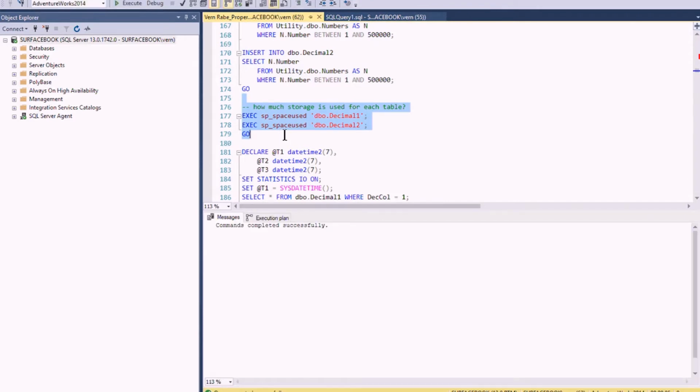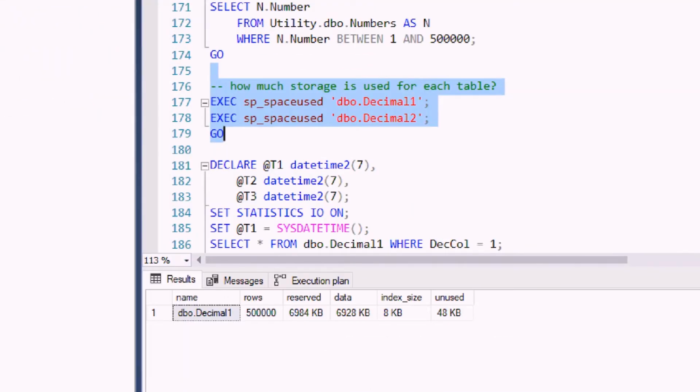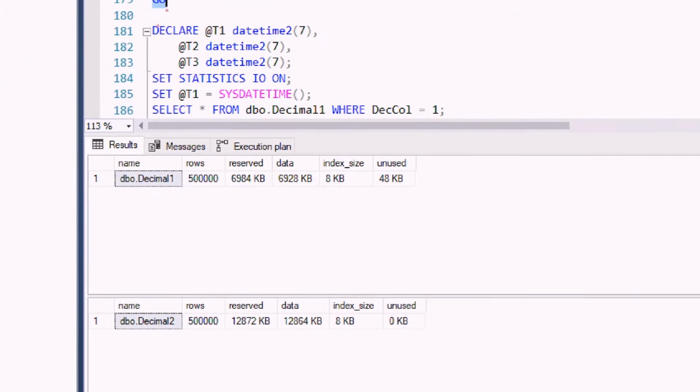And then I'm going to query sp_spaceused, which simply shows how much space is used by those 2 tables. And here's the key thing. The reserved amount, notice that the second table used almost twice as much space to store the exact same data. The data is the same in both of those tables. It's a different data type, different precision of the data type.